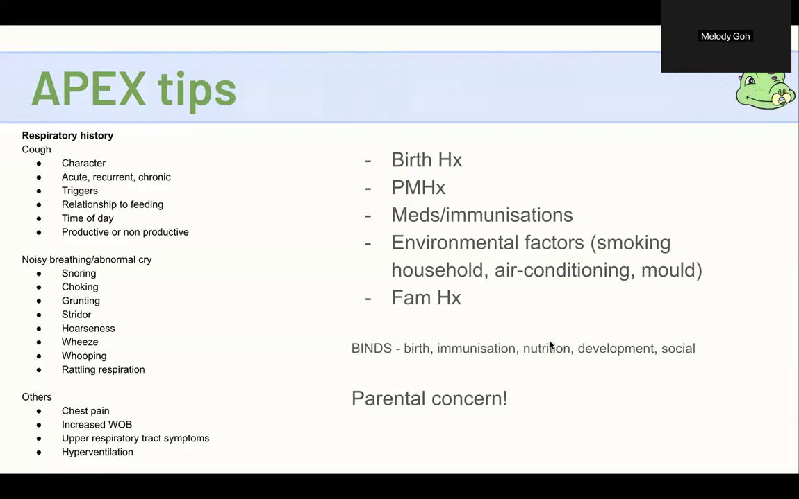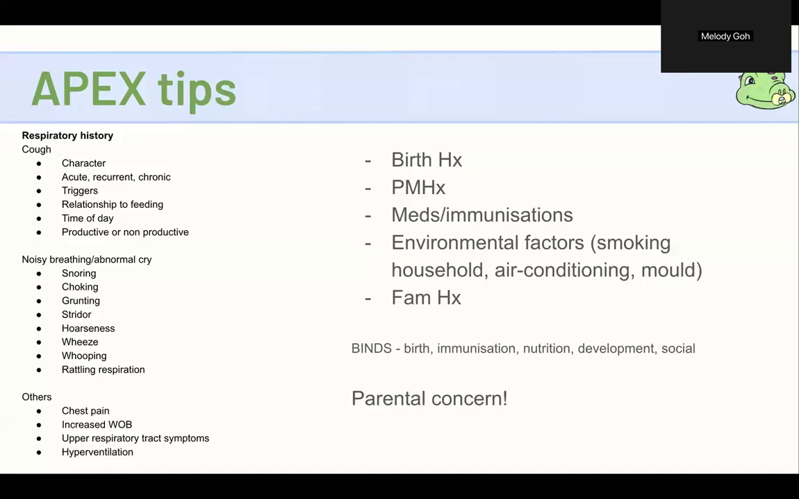A good acronym you can think of is BINDS. This is a good framework for pretty much any pediatric history. So birth history, immunization history, nutrition, what's their diet like, especially in newborn babies, so asking them how much milk they're having. That would also include any growth parameters. And then their developmental milestones and any social history.